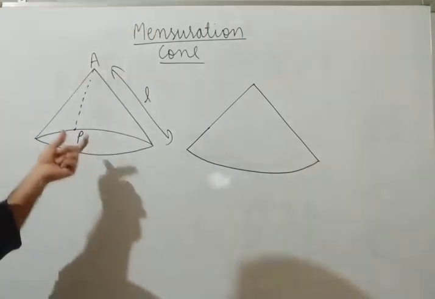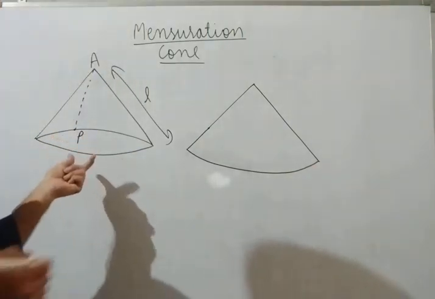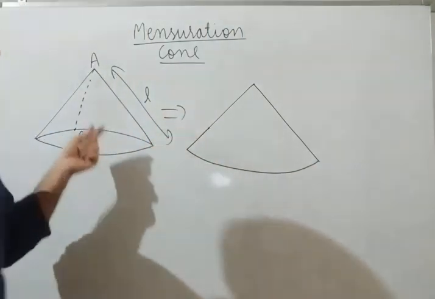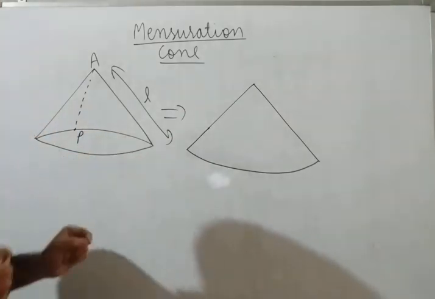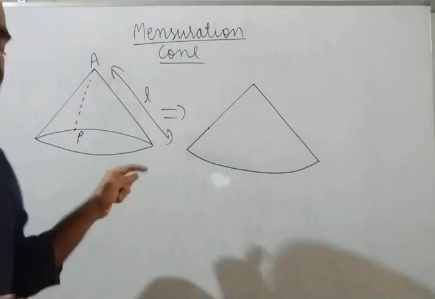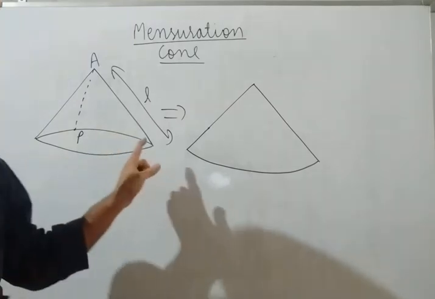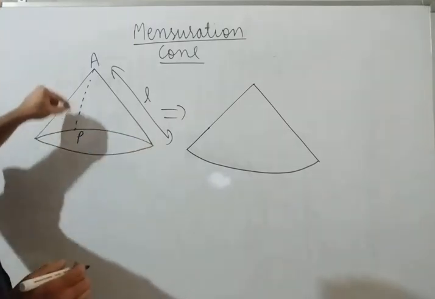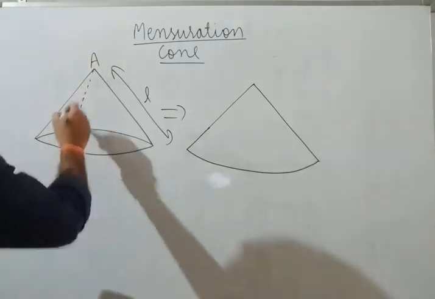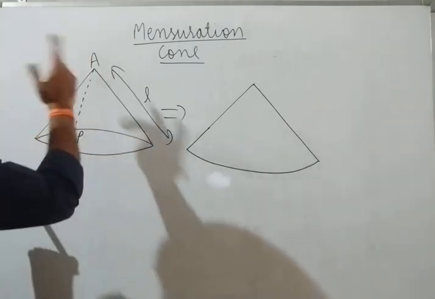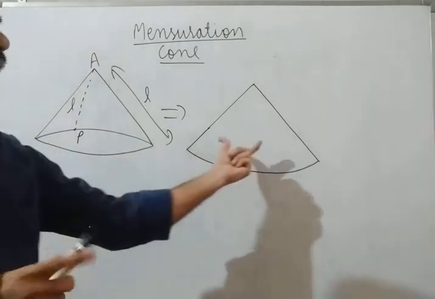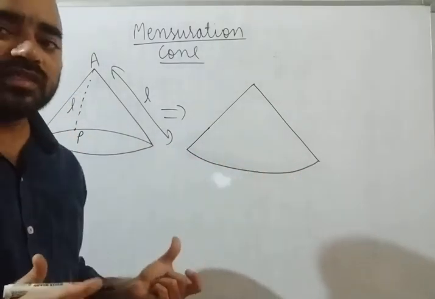So whenever we cut, this is a cone, we have cut the cone along any slant height. For a slant height we have to take a point P on the circumference of the circular base and join it to the vertex. So this will also be a slant height, and we have cut this cone along its slant height. So we will obtain a sector of a circle. This is what?